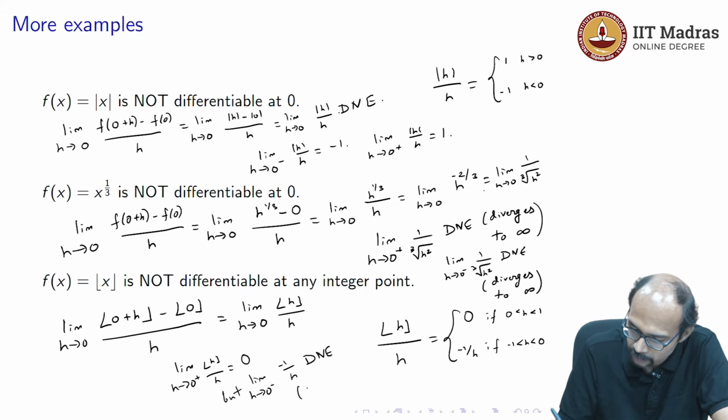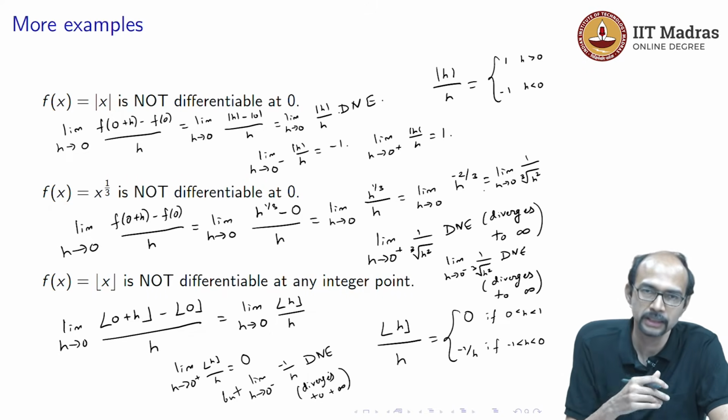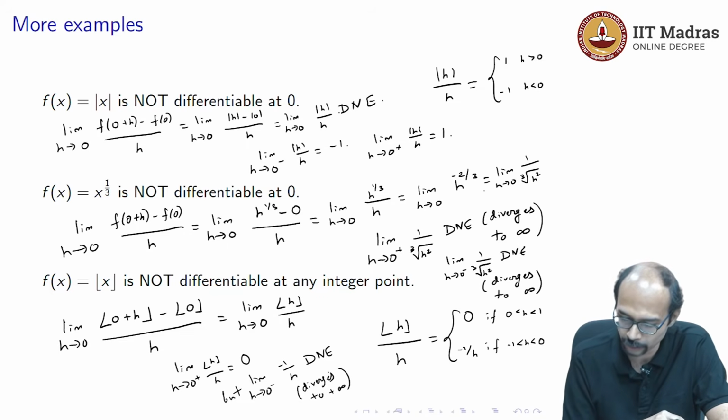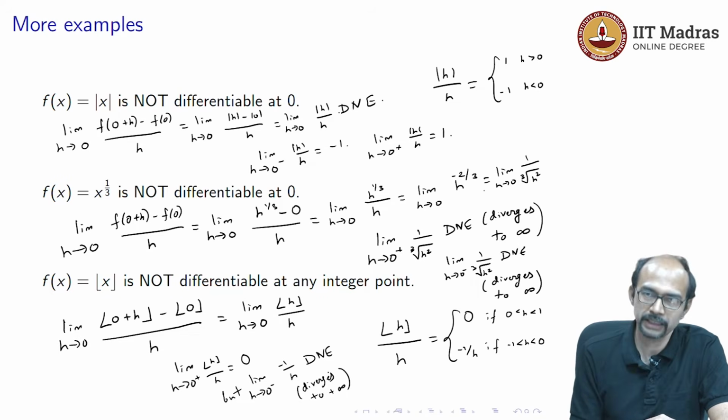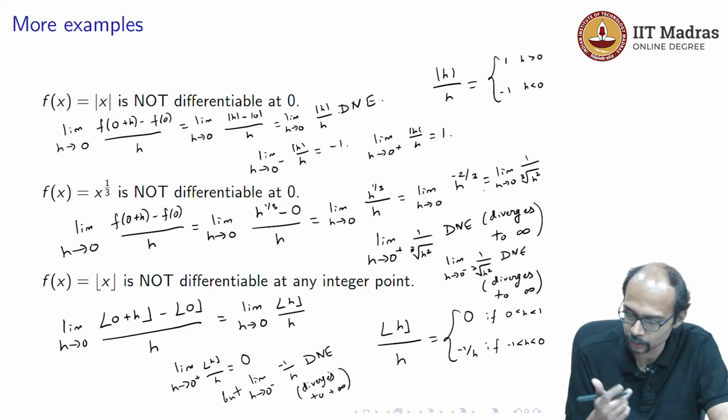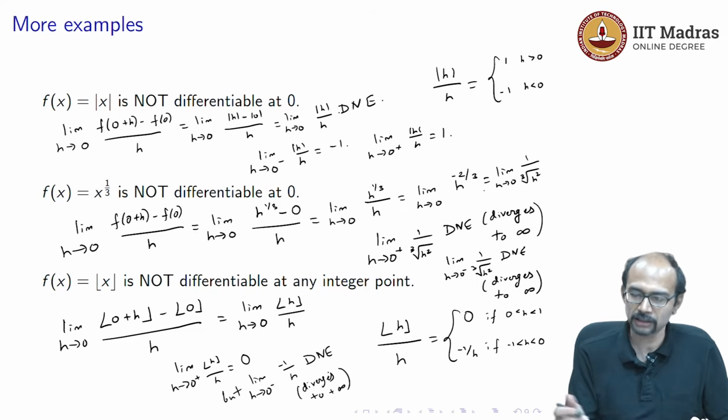So, this actually diverges to plus infinity. Why plus infinity? Because we have a minus 1 by h. If you had 1 by h, it would have gone to minus infinity. Because we have a minus 1 by h, it goes to plus infinity. So, in any case this does not exist.